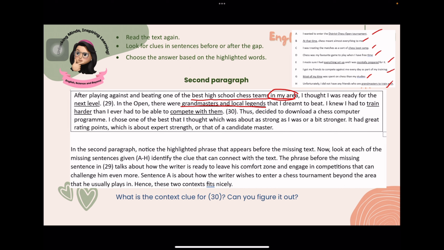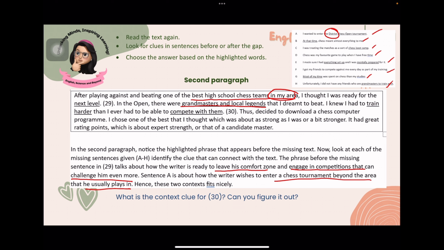The phrase before the missing sentence in 29 talks about how the writer is ready to leave his comfort zone and engage in competitions that can challenge him even more. As I've told you before, this clue is all about how the author wanted to get out of his comfort zone and receive more challenge than the ones he is used to. Now sentence A is all about how the writer wishes to enter a chess tournament beyond the area that he usually plays in. Why? Because it's given here: district. So these two contexts fit nicely.